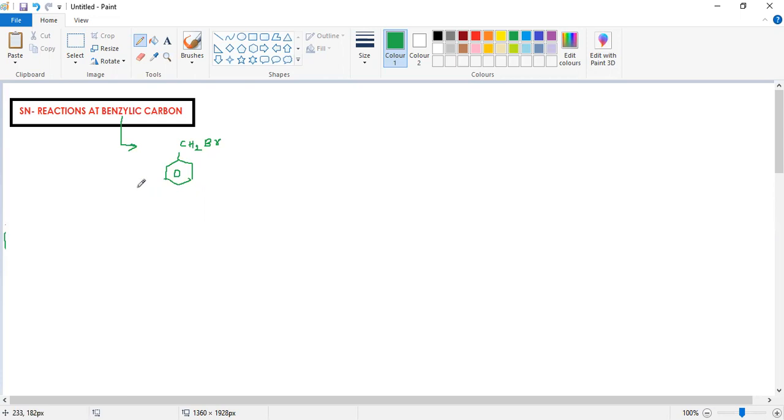Okay, chalo. So first of all, this benzyl halide. What type of benzyl halide? Like a simple benzylic halide. Simple benzylic halides give both, beta, SN1 and SN2. Simple benzylic halides give SN1 as well as SN2 reactions.